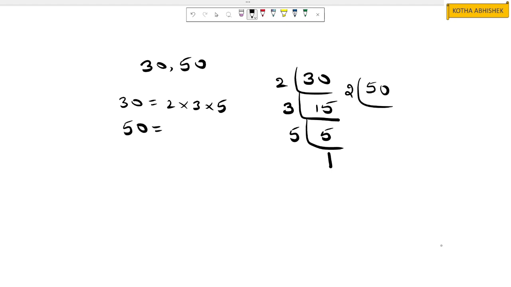50 comes in the 2 table. So 2 times 25 is 50. Then 25 comes in the 5 table. 5 5s are 25. Now 50, I am writing it as 2 times 5 times 5. Now moving to writing the HCF as well as the LCM.